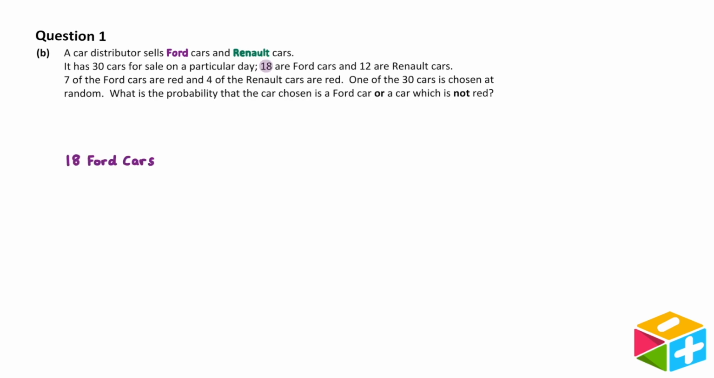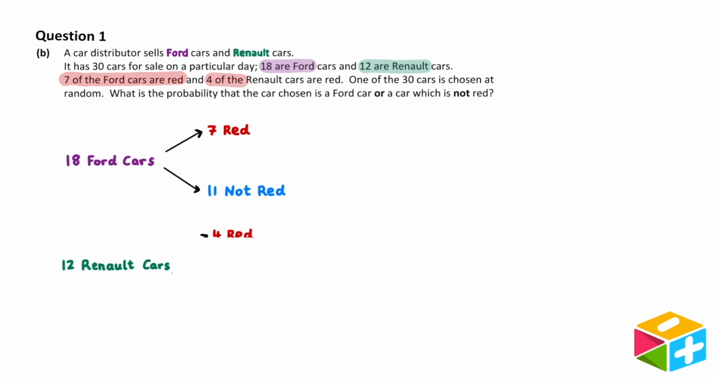We know that we have 18 Ford cars and 12 Renault cars. 7 of the Ford cars are red. Since 18 minus 7 is 11, the remaining 11 cars must be not red. We know that 4 of the Renault cars are red. Since 12 minus 4 is 8, the remaining 8 must be not red.